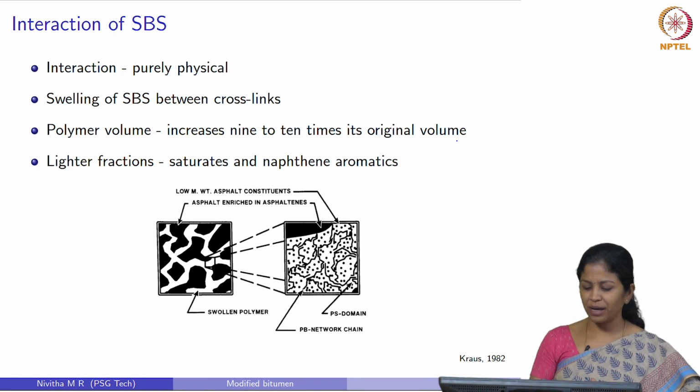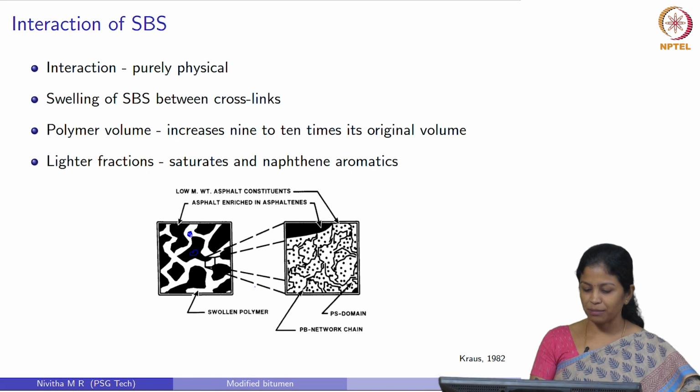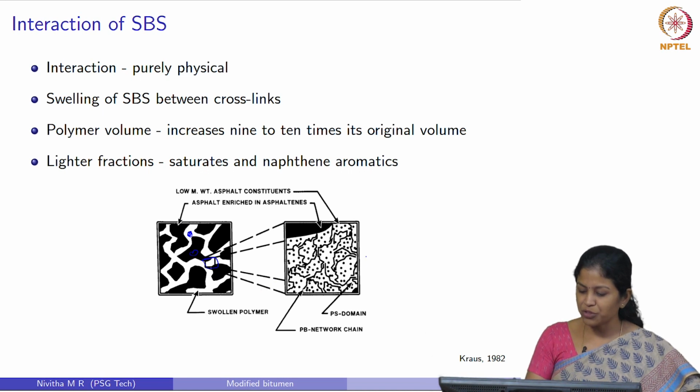So, this is a hypothetical figure which was proposed in Cross as early as 1982. They have said that this is a modified bitumen and this is the polymer matrix which is seen in white color here, and the black one here forms the bitumen, and when you enlarge a portion of this modified bitumen, we see something like this which is shown here.